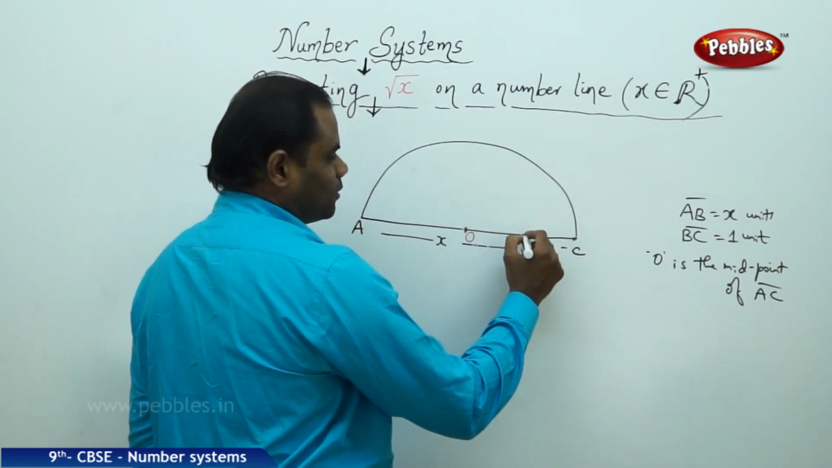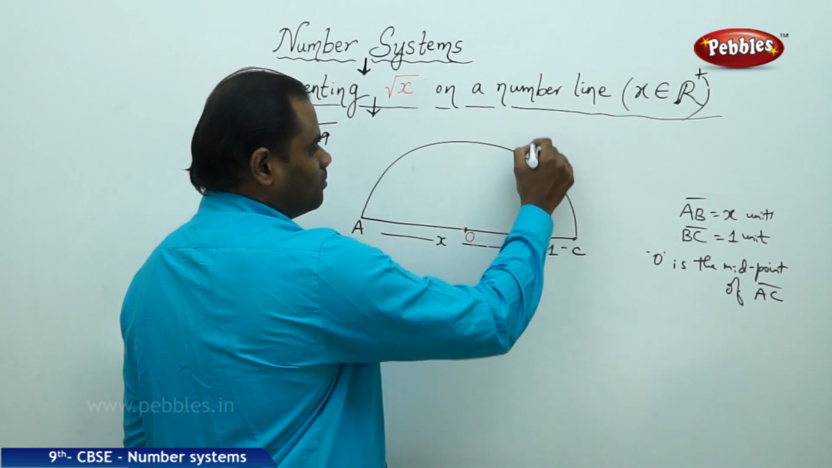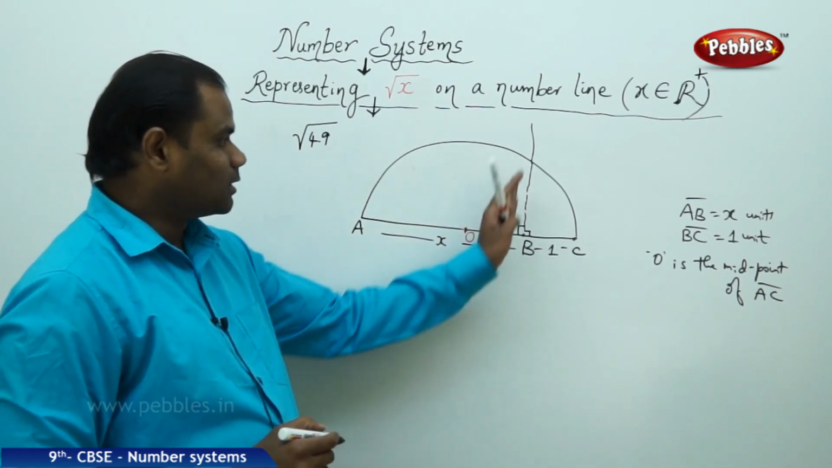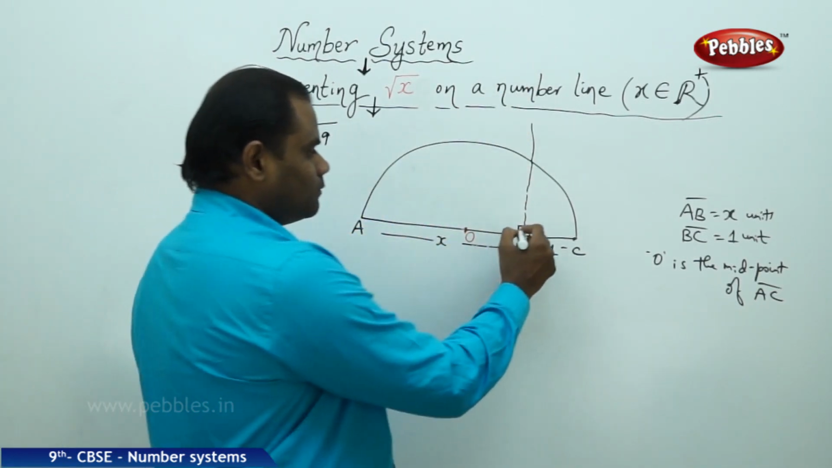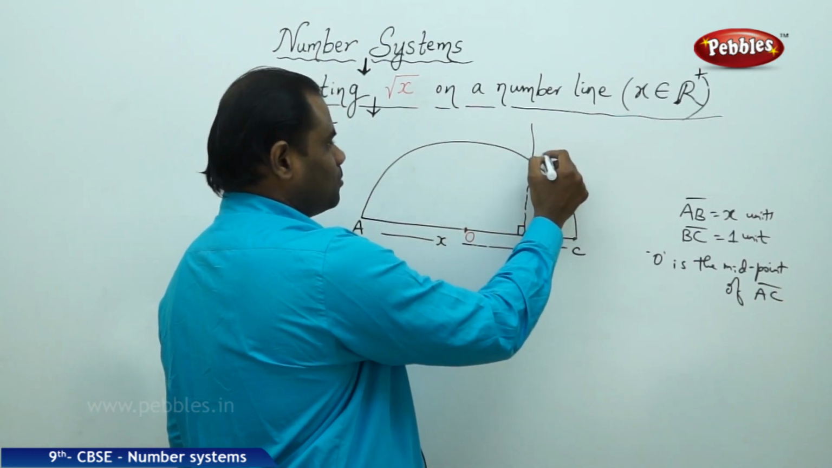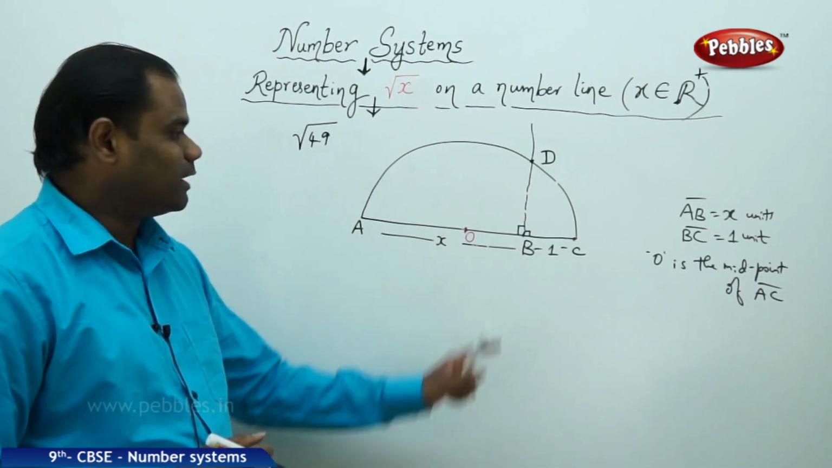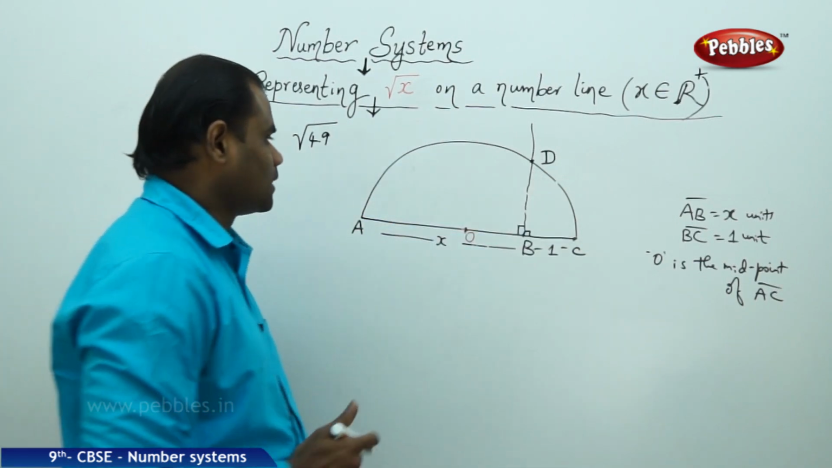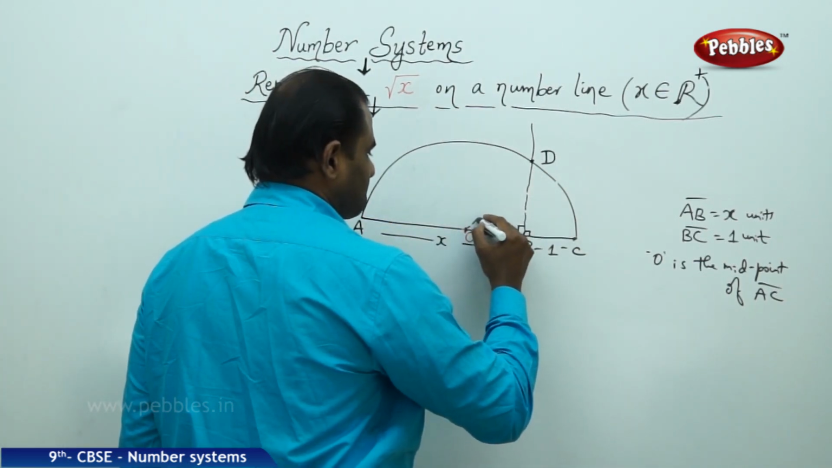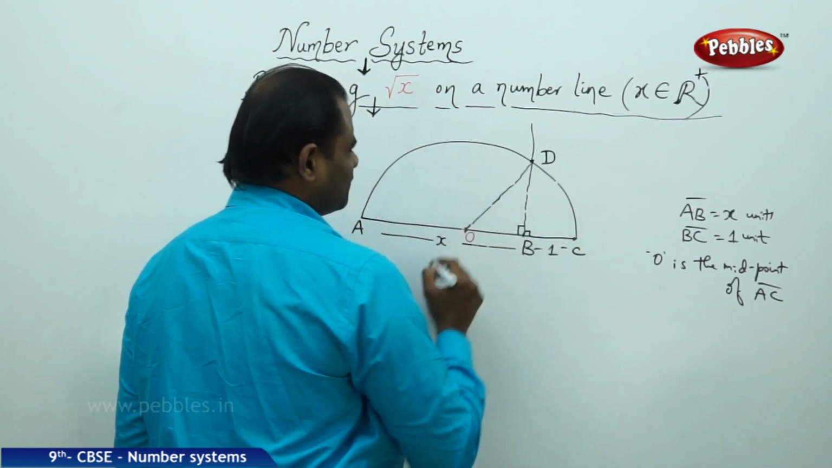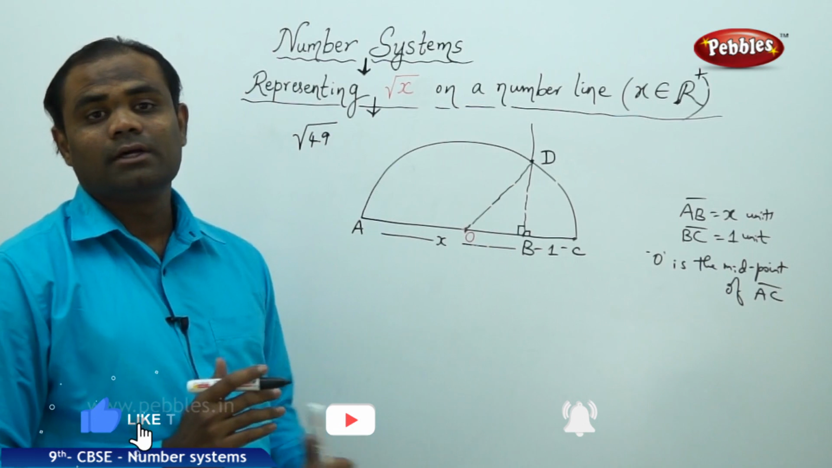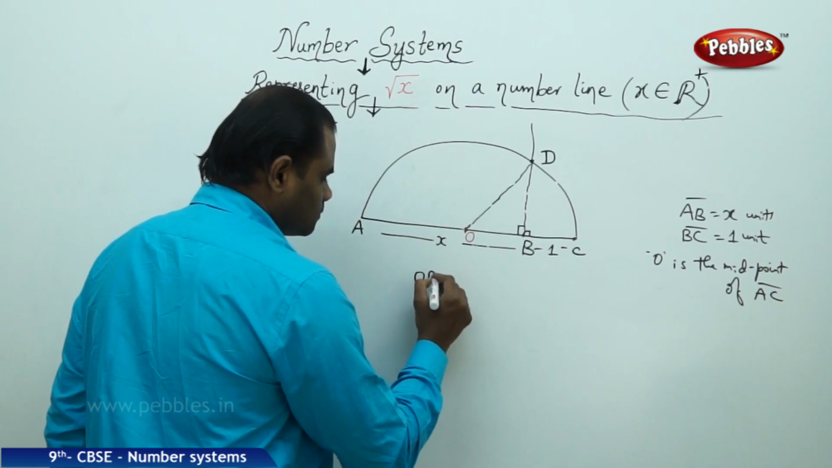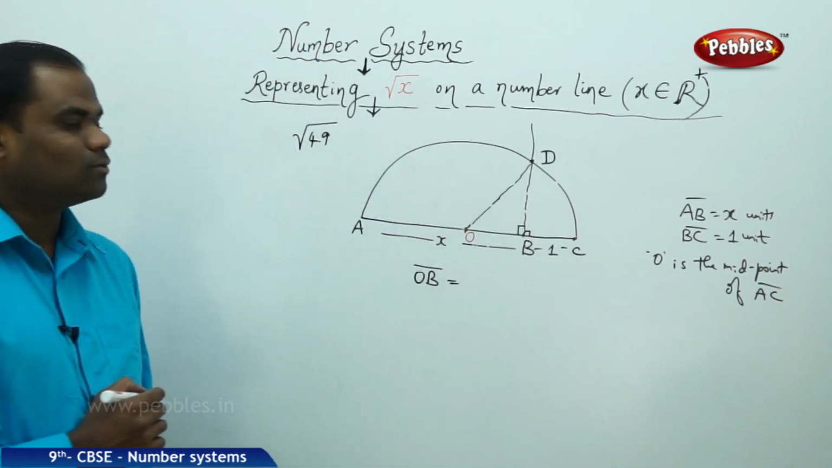Now let me draw a perpendicular from B so that it cuts at 90 degrees. I drop a perpendicular onto B which cuts the semicircle at some point D. So D is the point where the perpendicular line passing through B cuts the semicircle. Let me join OD. So here I have a right angled triangle OBD through this construction. Now how do I measure the distance OB?